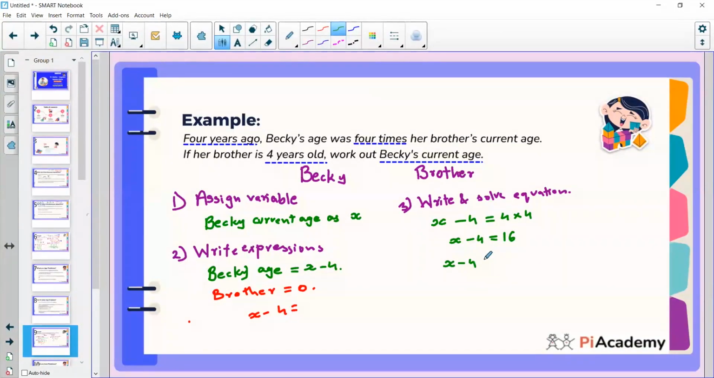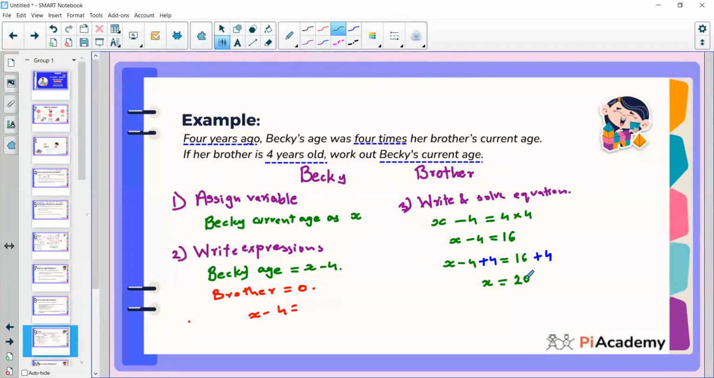So X minus 4 plus 4 would be 16 plus 4. So what would be the value of X? You would get the value of X as, this minus 4 plus 4 would be 0, and 16 plus 4 would be 20. Hence, the value of x is 20. What does this mean? This means Becky's current age is 20.